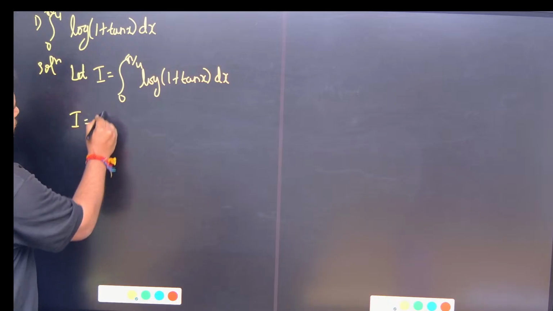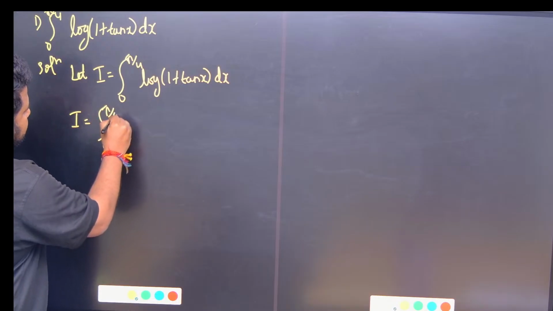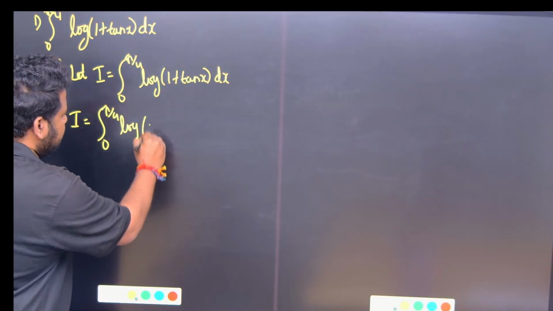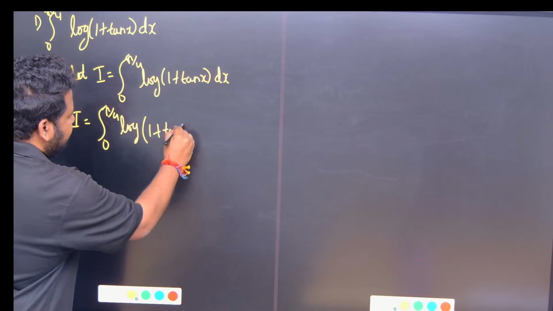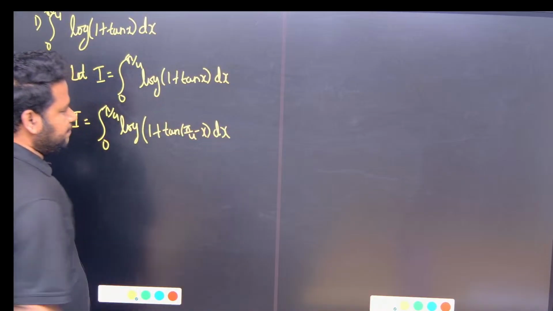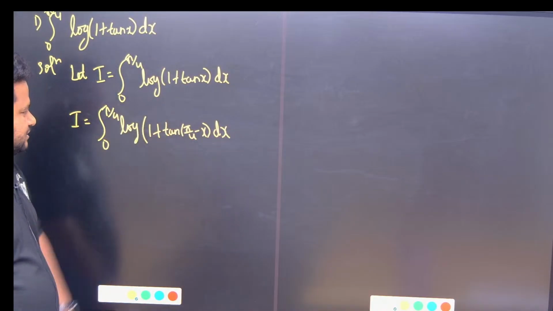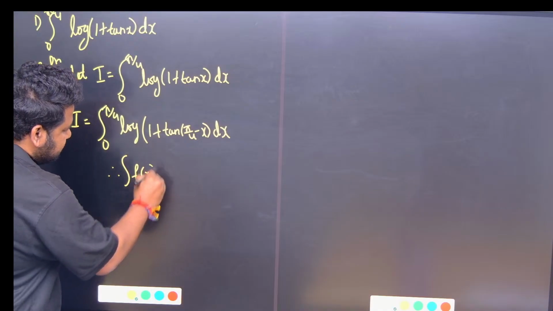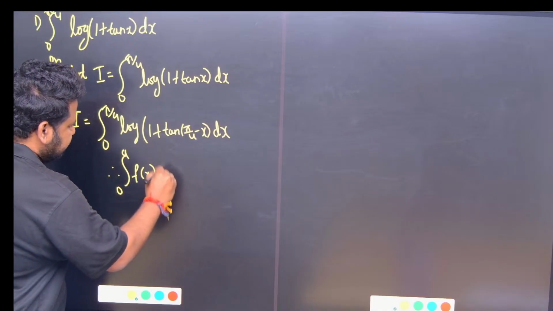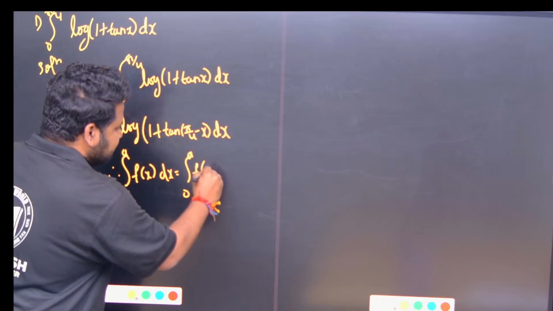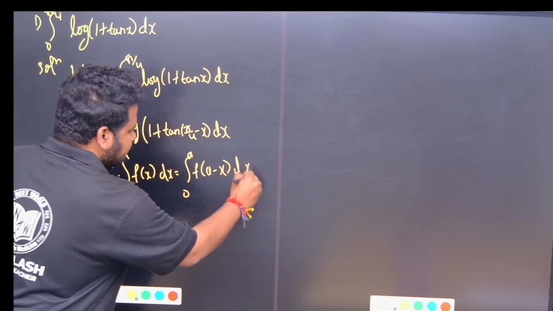So I is equal to the integral from 0 to pi by 4 of log of 1 plus tan of, wherever x is there, I will write pi by 4 minus x. Why? Because you have to write the reason. Therefore, the integral from 0 to a of f of x dx is equal to the integral from 0 to a of f of a minus x. This is the reason.